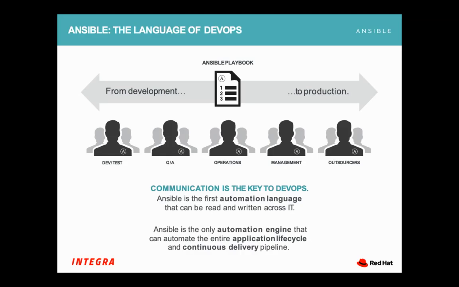Okay, so Ansible can play a vital role in your organization's DevOps implementation. Why? One of the reasons is that this automation engine can help you with your application lifecycle, starting right from development and testing till you deploy the application to production. That is one. And the second is that Ansible is a single automation language that can be read and written across all your IT teams, so they can use it for understanding the automations happening.